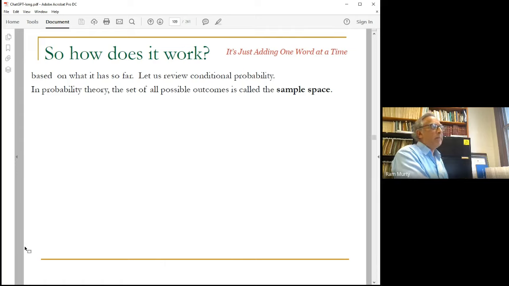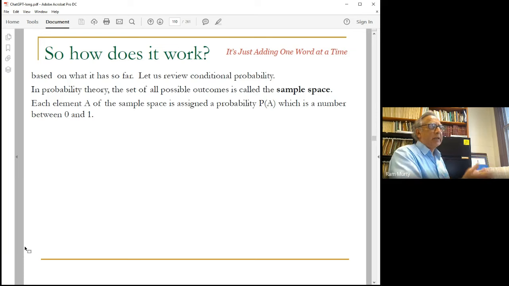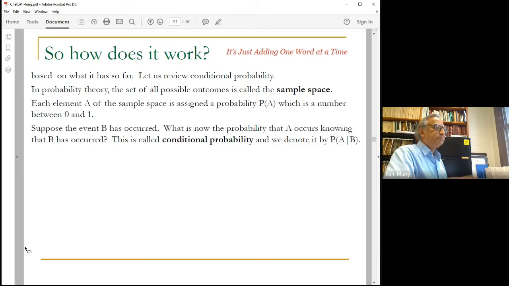In probability theory, the set of all possible outcomes is called the sample space. Each element of the sample space is assigned a probability. It's a number between 0 and 1. Suppose the event B has occurred. What is now the probability that A occurs, knowing that B has occurred? This is called conditional probability, usually denoted by P, the probability of A, given B has occurred.